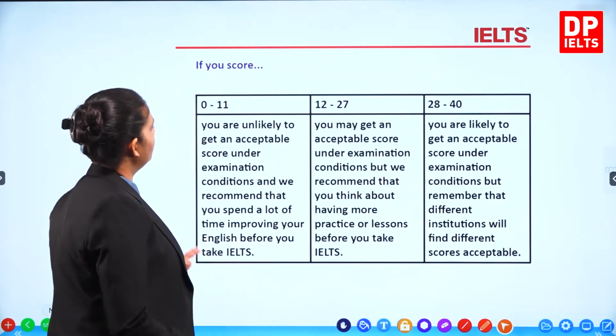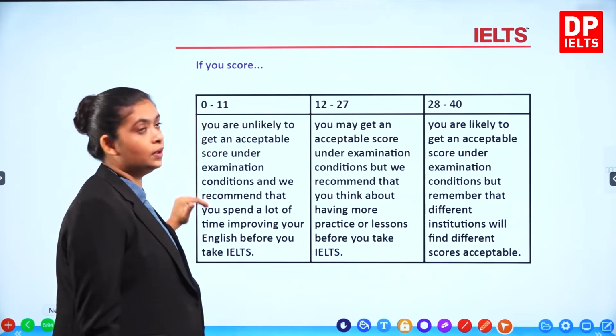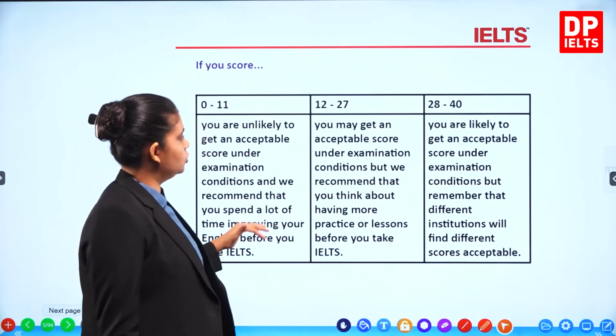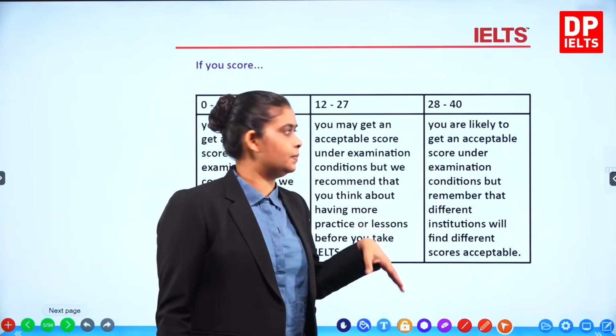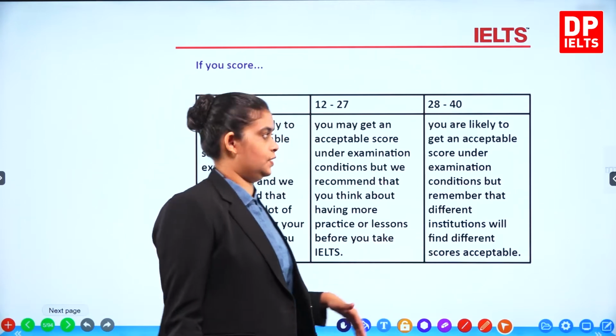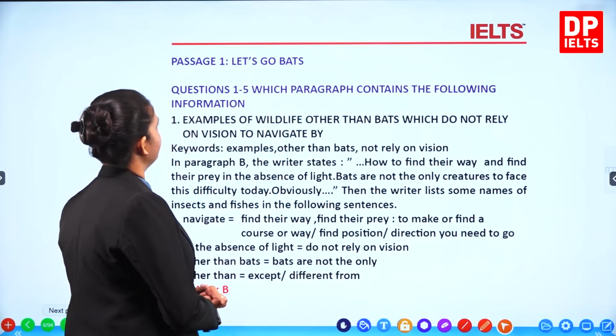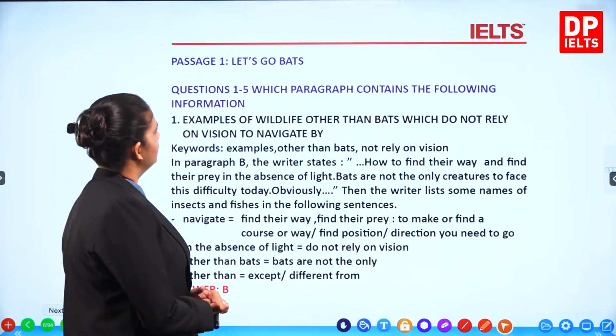So before we go there, 0 to 11, unlikely you will get a good score. 12 to 27, acceptable score. 28 to 40, you'll get an okay score, right? Right. So let's go back.